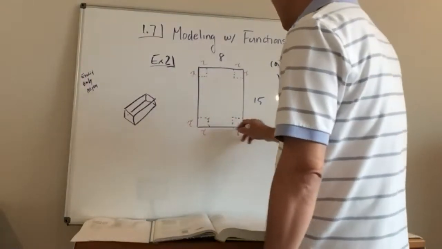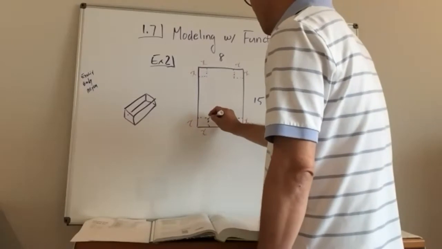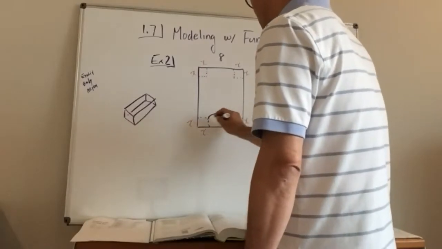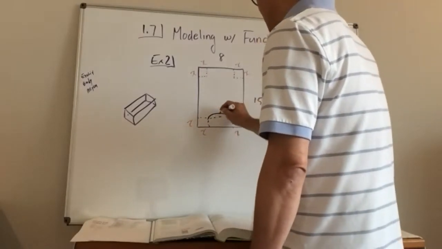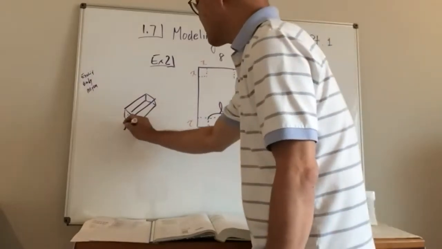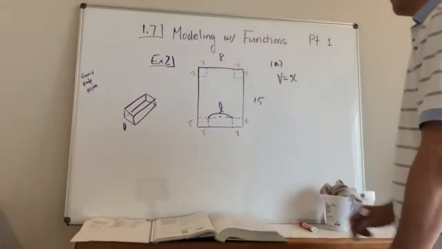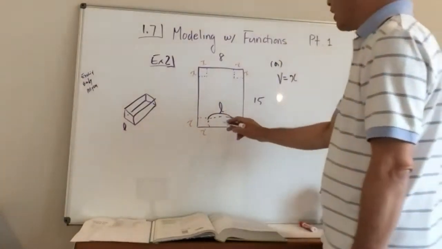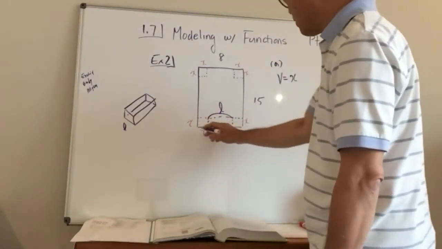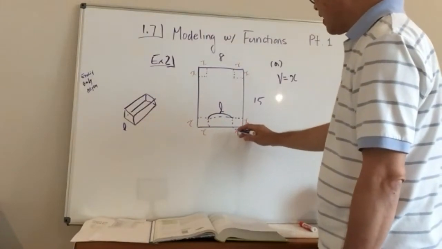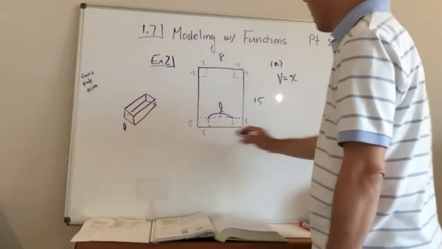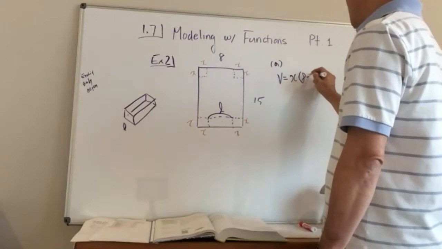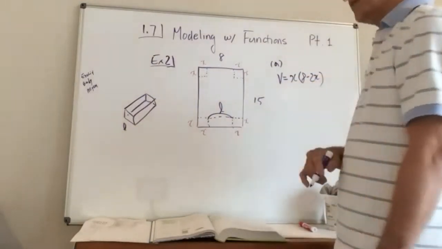So this side, we'll call this L, is going to be the same as this L here, correct? Right? So the expression for L would be what? Wouldn't it be 8? You started from 8, and you remove an x from here and an x from here. So it's going to be 8 minus 2x.